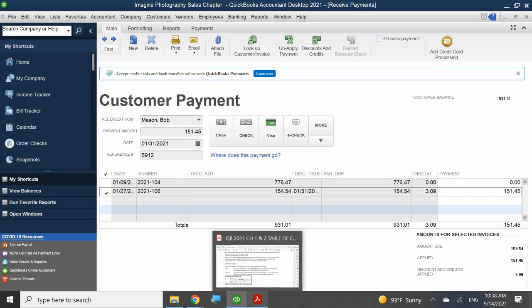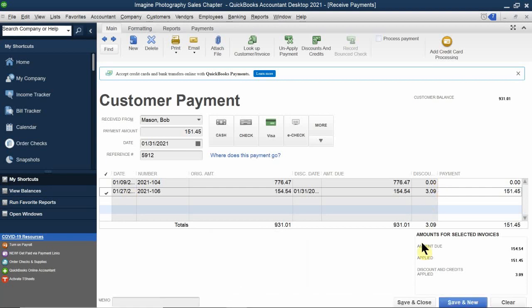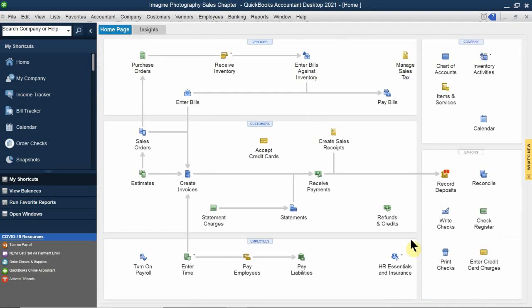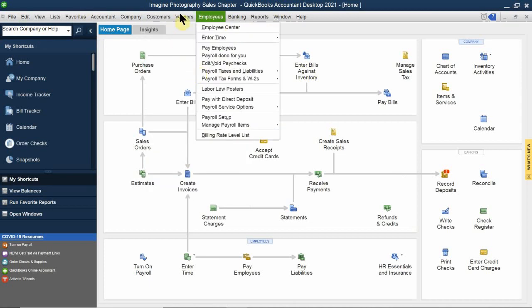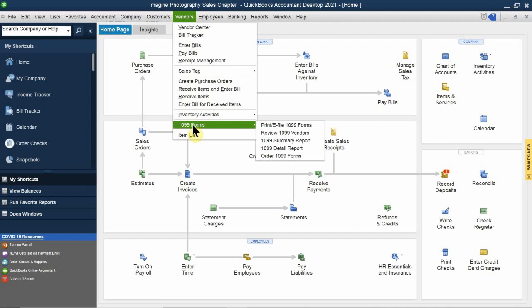So the discount due date is now the 31st. He received his $3.09 discount. So now we can verify that, and we can save and close. And that is how you apply discounts. It's at the top of the customer payment window, and that's the only place you can find it. You wouldn't be able to find it in here, like if you go to customers, you can't just apply a discount. It's only if the customer pays, with terms as a condition.